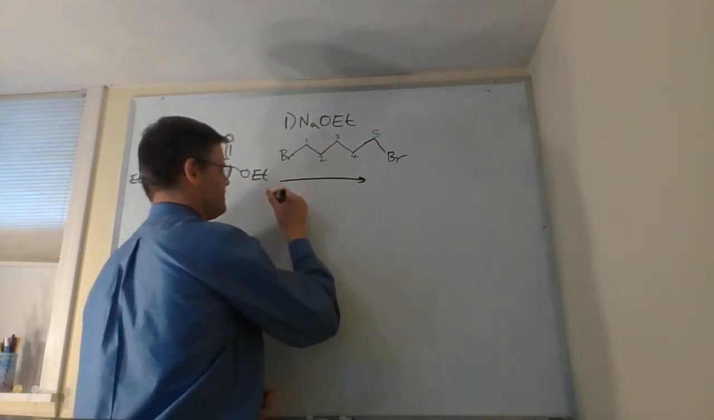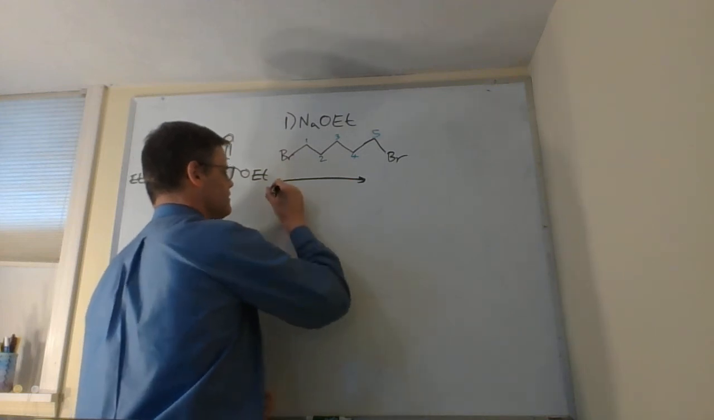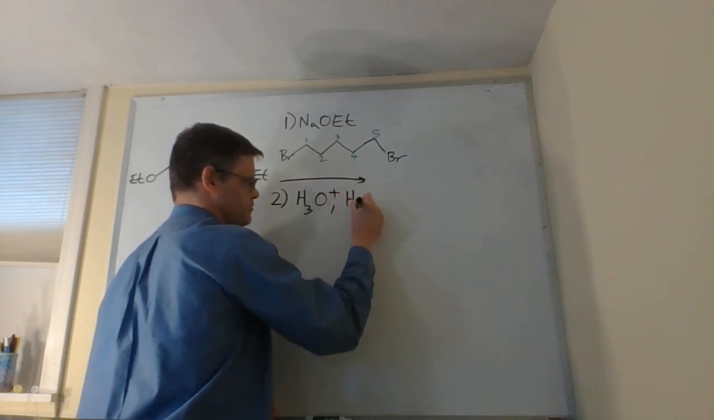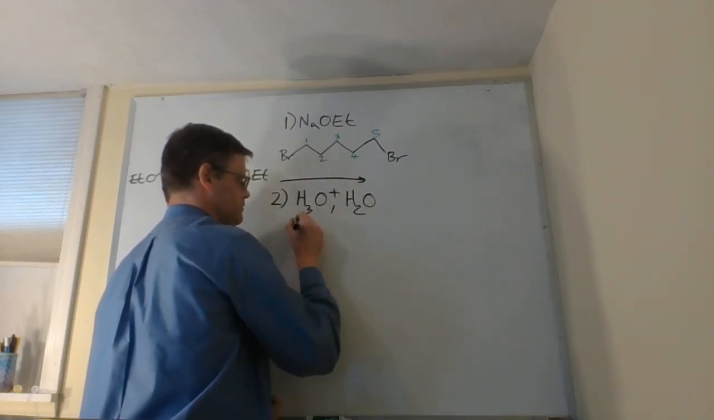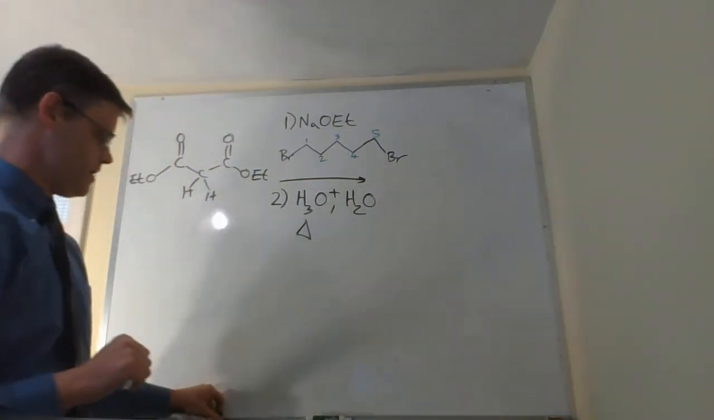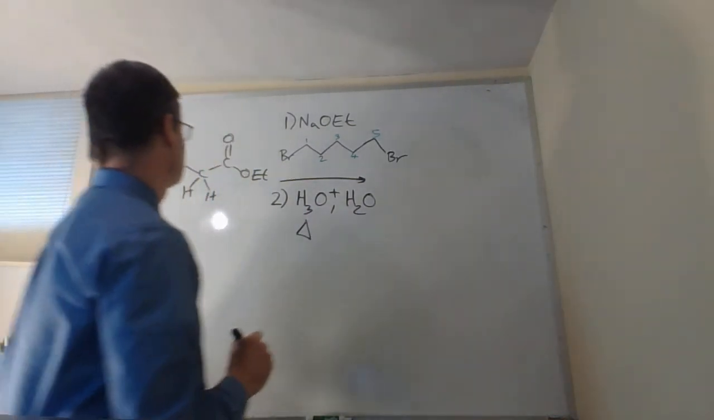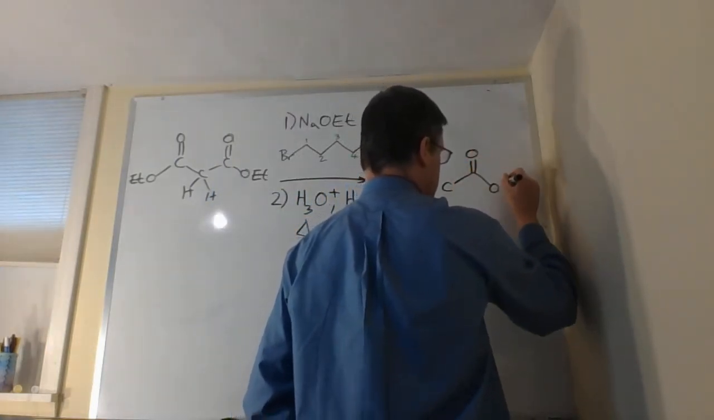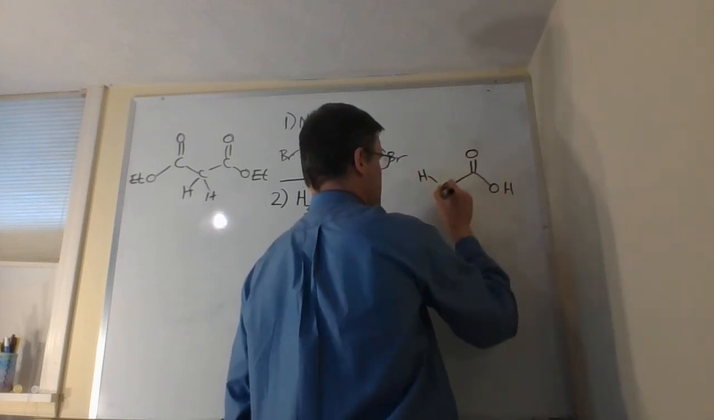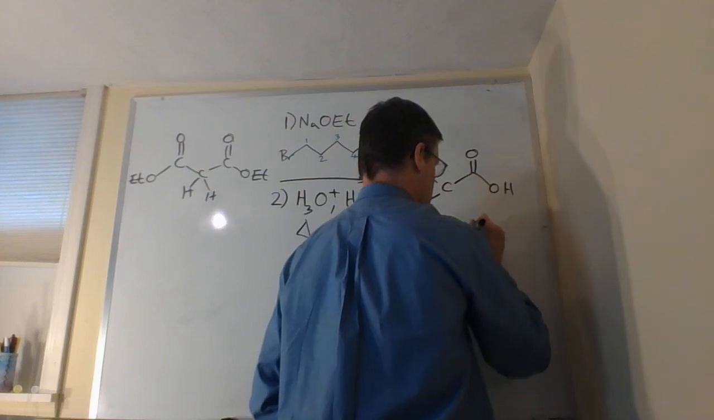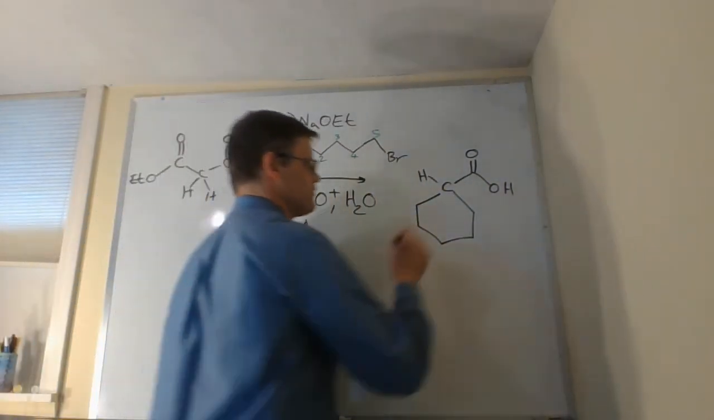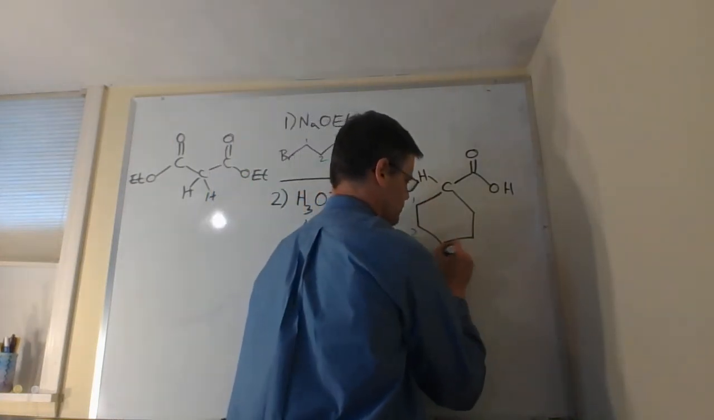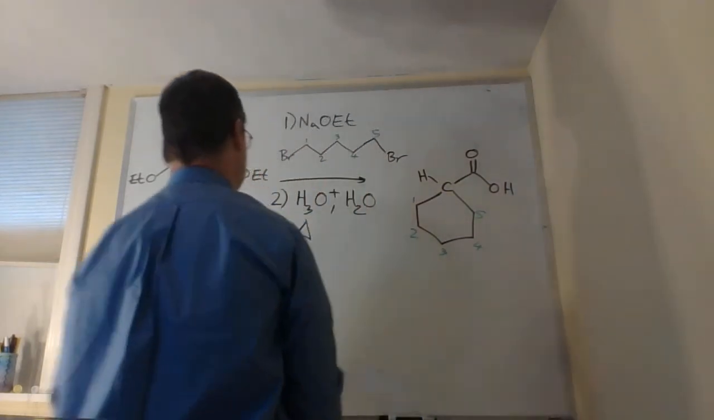And then we could do a second step, H3O plus, H2O, and heat. And then what our product would be is this. So now we've got a 6-membered ring, a cyclic carboxylic acid. 2, 3, 4, 5. Looks something like that.